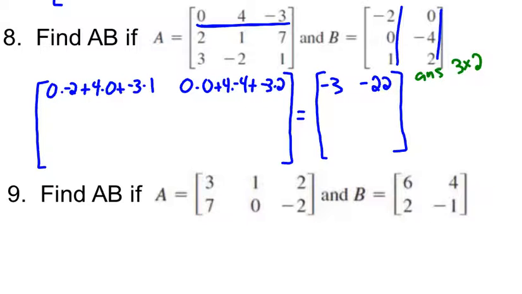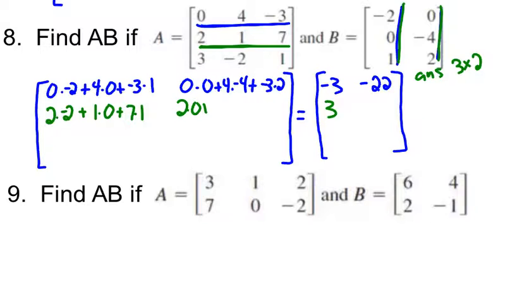All right, next, row 2, column 1. 2 times negative 2 plus 1 times 0 plus 7 times 1. That's going to be negative 4 plus 0 plus 7. Then we're going to do row 2, column 2. 2 times 0 plus 1 times negative 4 plus 7 times 2. 0 plus negative 4 plus 14, so 10.